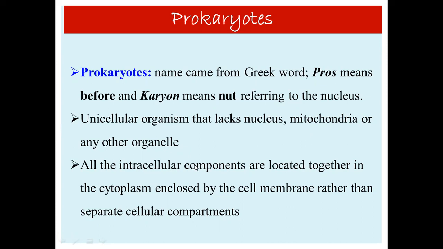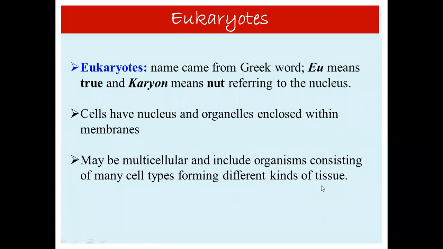All the intracellular components here are located together in the cytoplasm, enclosed by the cell membrane, rather than in any separate cellular components. Whereas eukaryotes, the name again came from the Greek word: eu means true and karyon means nucleus. So these cells have a nucleus and organelles enclosed within true membranes. They may be multicellular and include organisms consisting of many cell types forming different kinds of tissue.